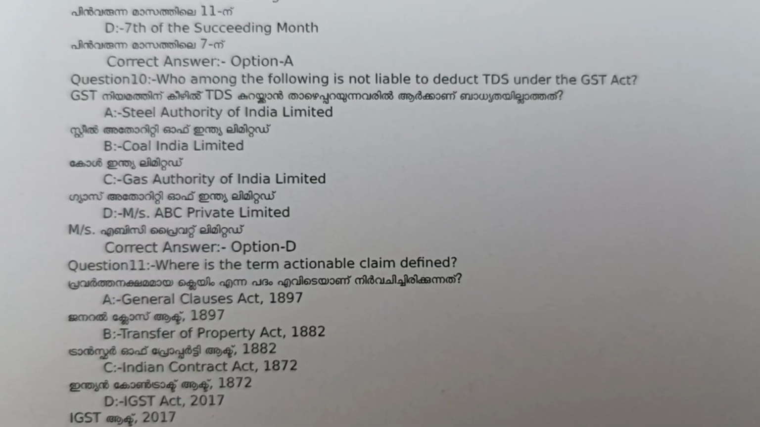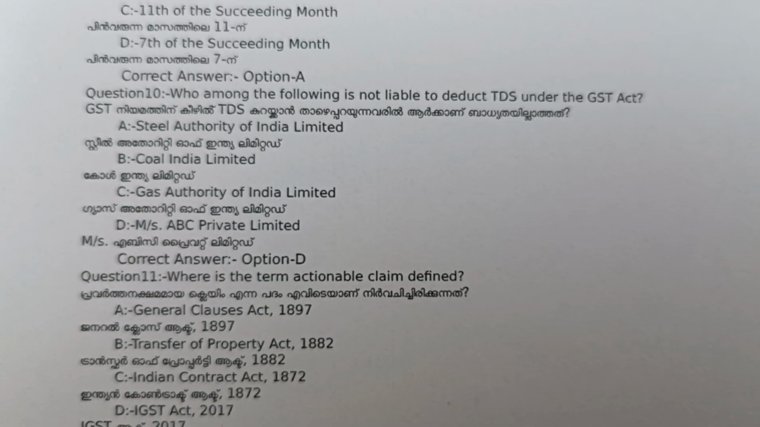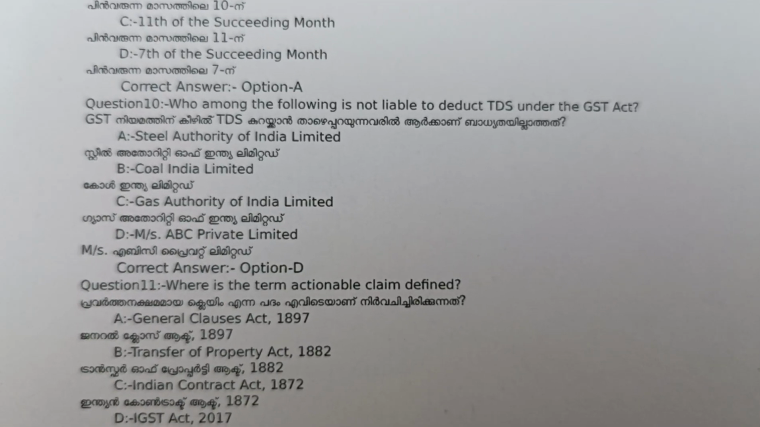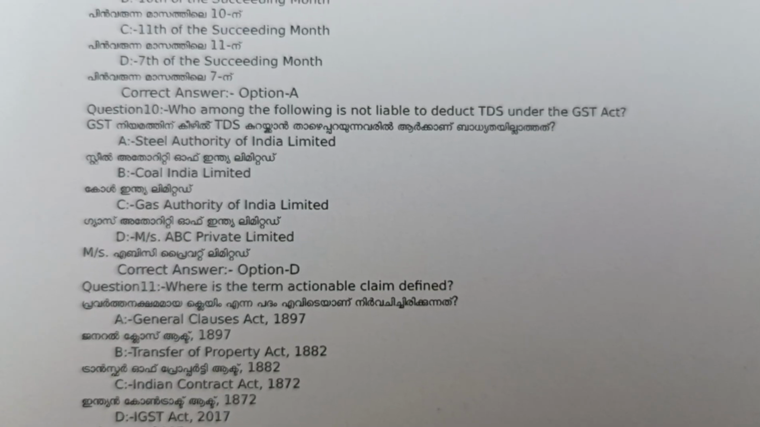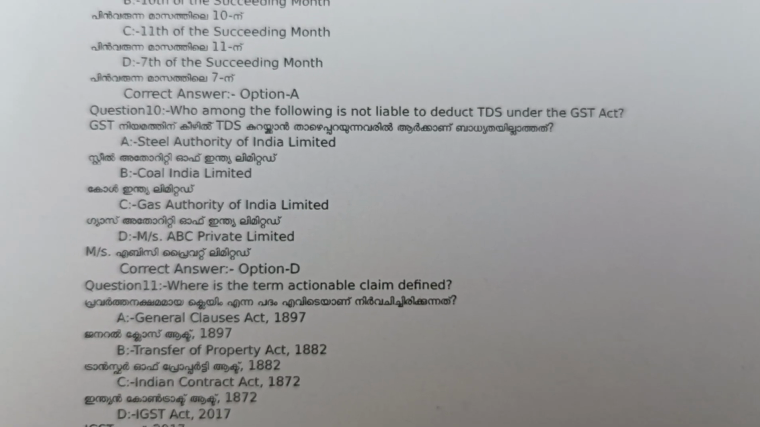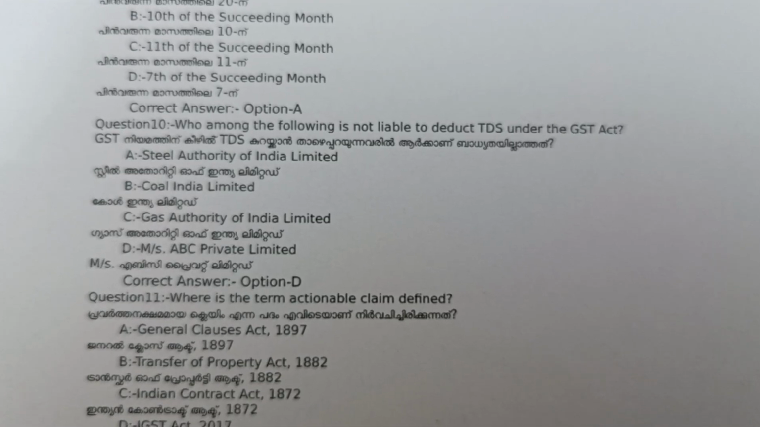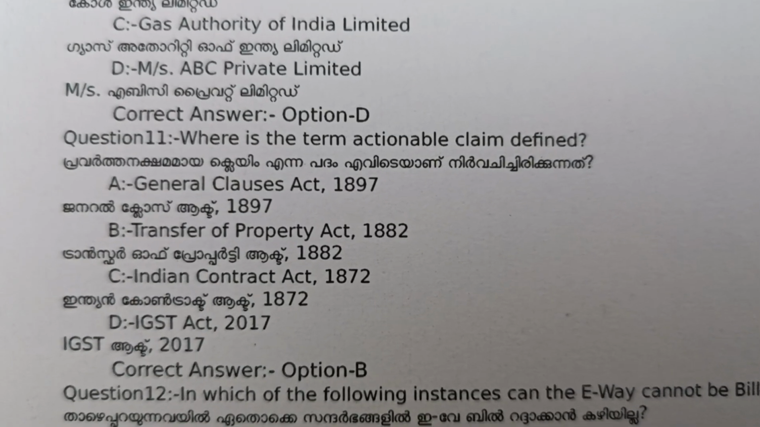Question number 10. Who among the following is not liable to deduct TDS under the GST Act? Option A. Steel Authority of India Limited. Option B. Coal India Limited. Option C. Gas Authority of India Limited. Option D. Messrs. ABC Private Limited. Correct answer option D. Messrs. ABC Private Limited.